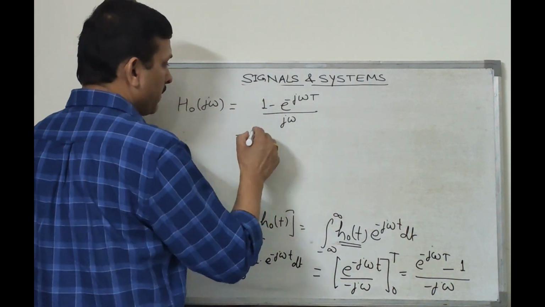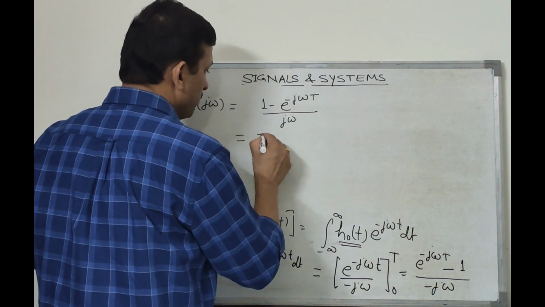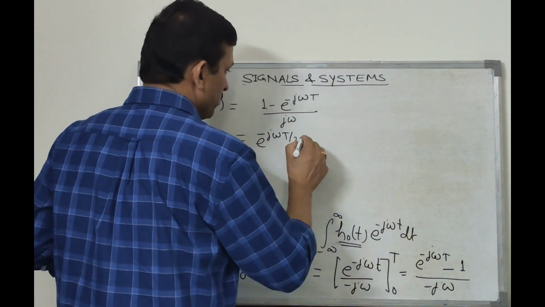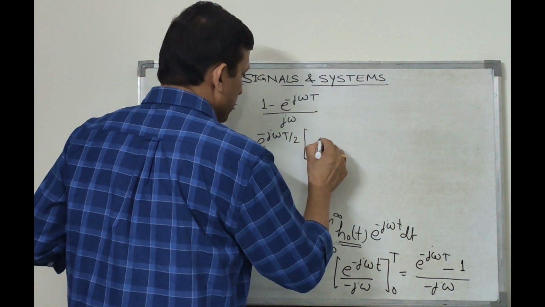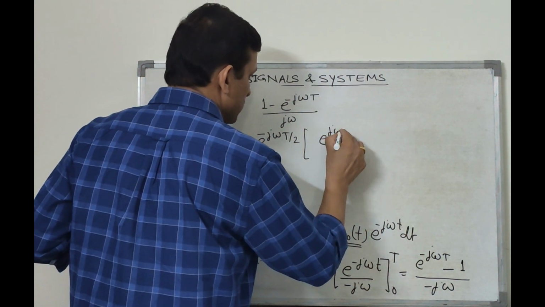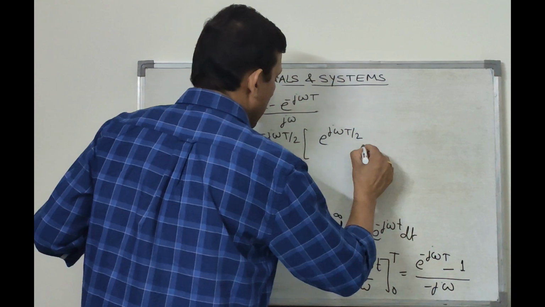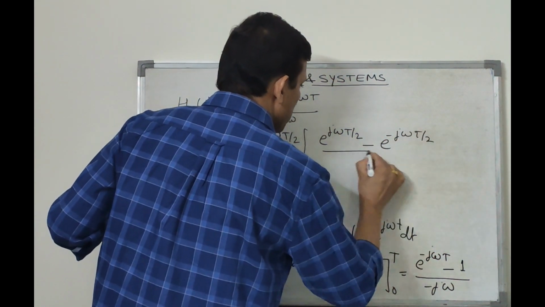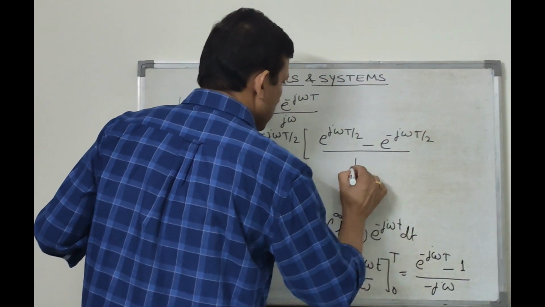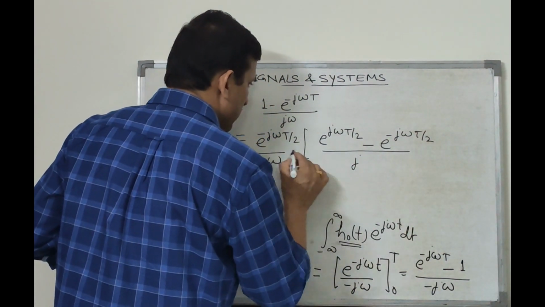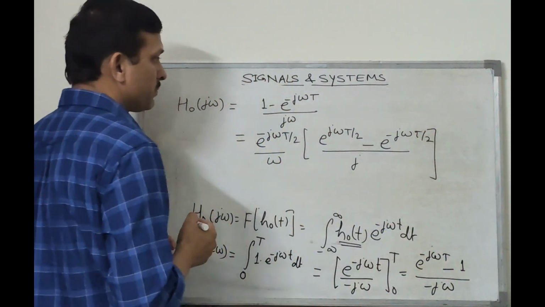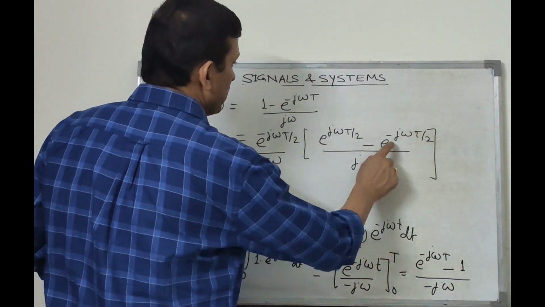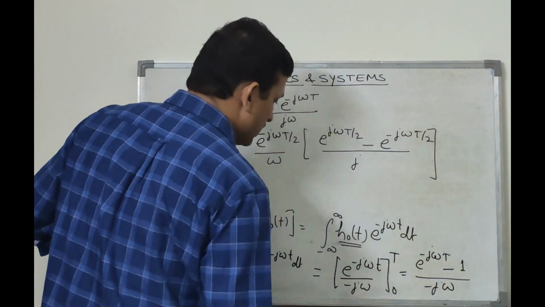Just to give the standard form, we can write e to the power minus j omega T by 2 times e to the power j omega T by 2 minus e to the power minus j omega T by 2, divided by j omega. Because now this minus this is sine.